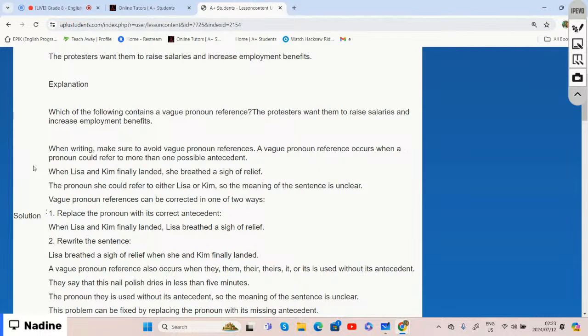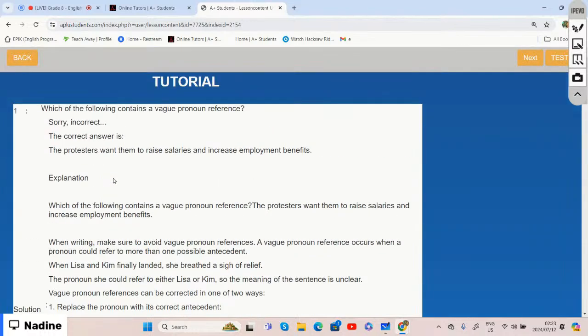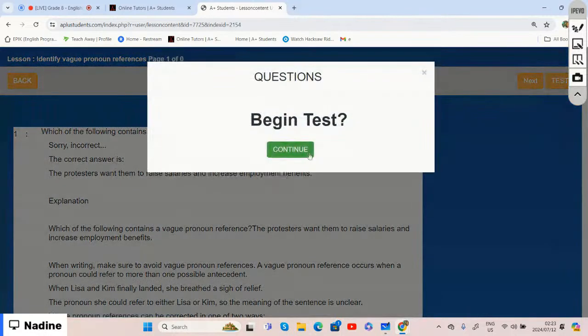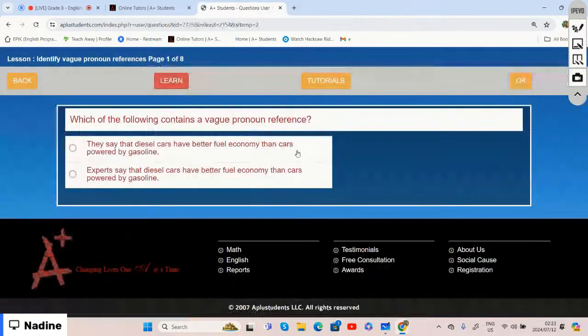All right. So now let's go to our test. We're going to our test where we are going to say which of the following contains a vague pronoun reference.